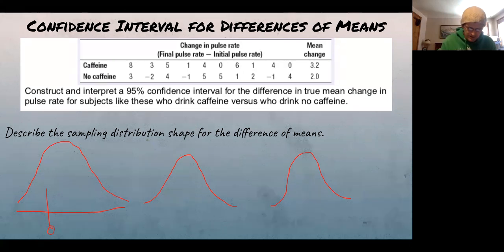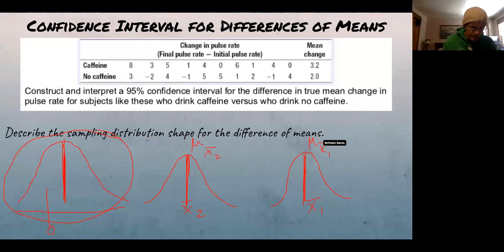But this would maybe be the sampling distribution right here for x bar sub 1, and this would be the sampling distribution for x bar sub 2. Okay, so let's just focus only on the differences. So this one right here. Now, where this mean ends up is going to be x bar sub 1 minus x bar sub 2. So this is our mean for x bar sub 1, this is our mean for x bar sub 2. These are all the possible samples we could have drawn from the populations.